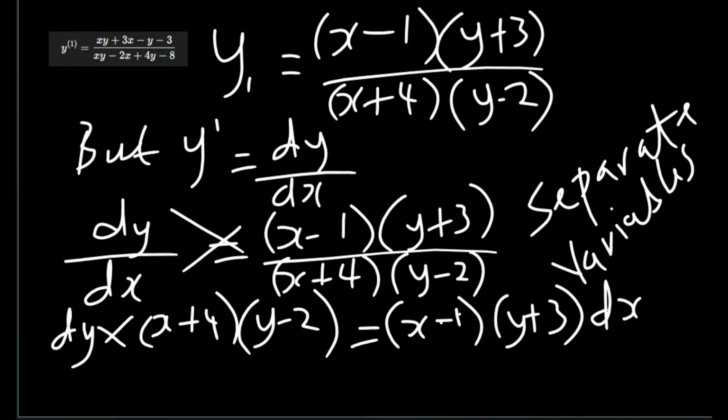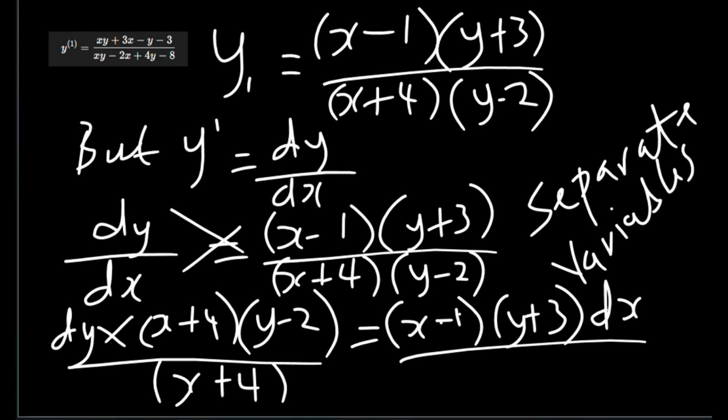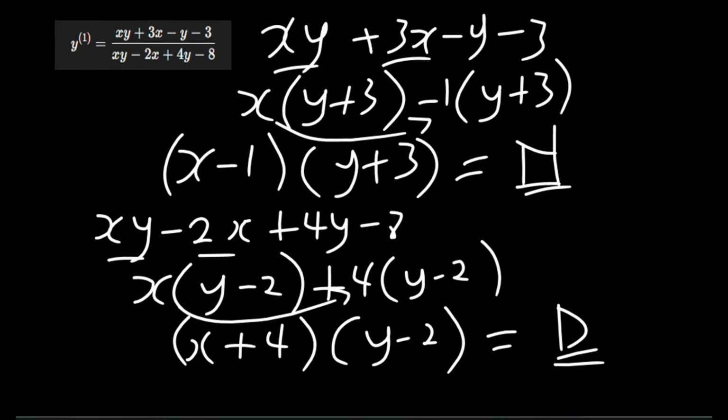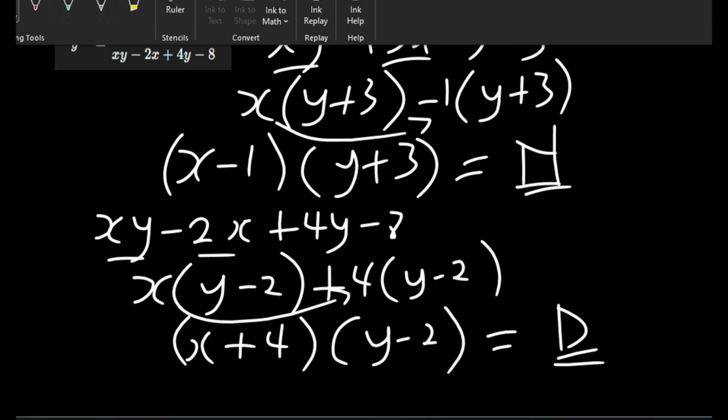Alright, yes, so we can divide through by x plus 4 because we want dy to be with y and then the x also to be with x. That is the separation of variables we are talking about. Yes, so we divide through by x plus 4 and then we cancel out. Yes, so at this point let's rewrite our equation here. We wipe this off.